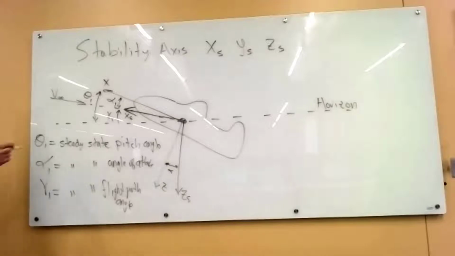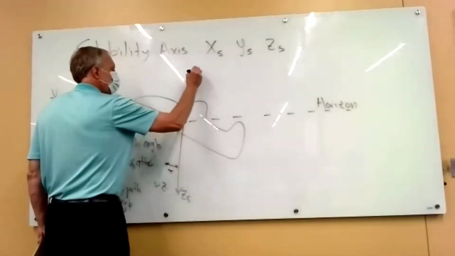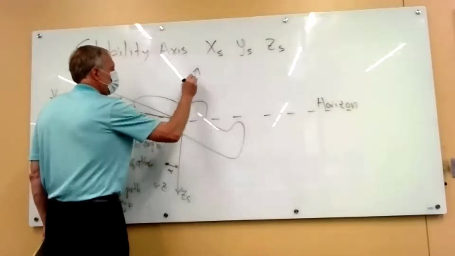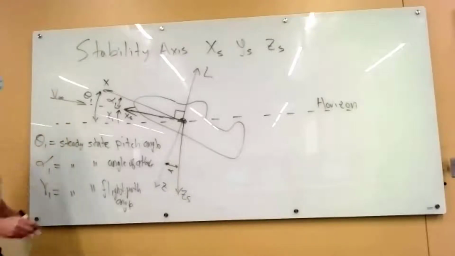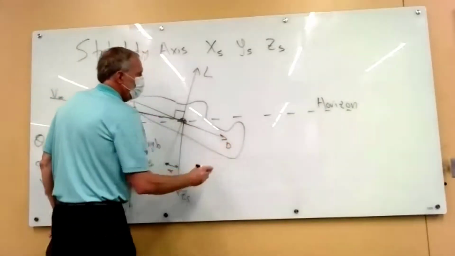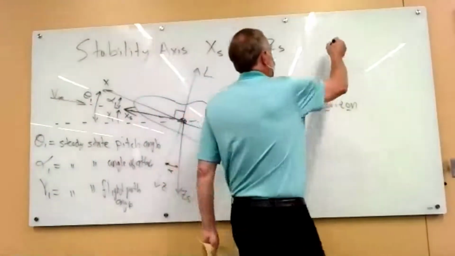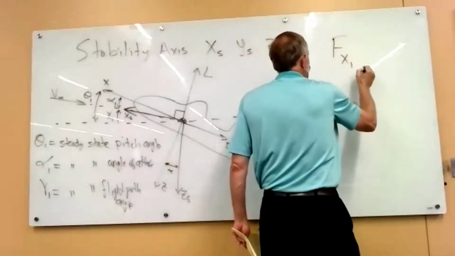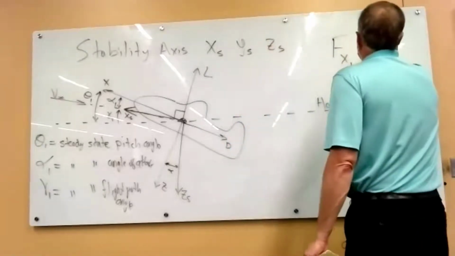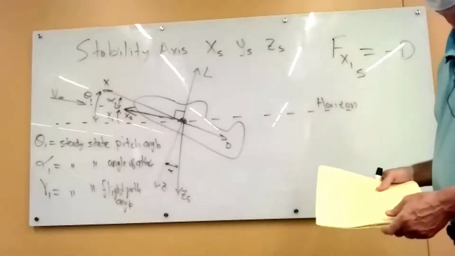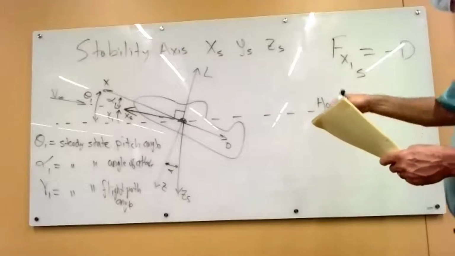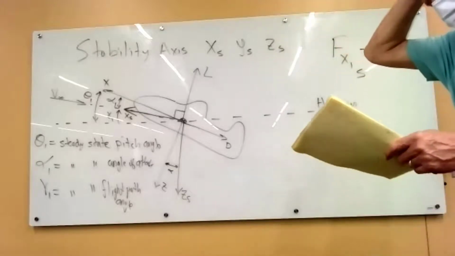And it's nice because lift is perpendicular to that xs axis and drag is parallel. So that means if I want to find the force in the stability axis in the x direction, it's just minus the drag. So that makes it easy. And we'll detail this a little bit later, but that's why this axis is chosen, is because the lift and the drag are perpendicular and parallel to V infinity.